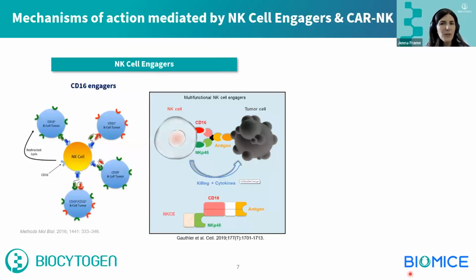So ADCC can also be triggered by NK cell engagers, which can vary in configuration, but typically are derived from single-chain antibody fragments that can be fused together to enable dual targeting. So many NK cell engagers have dual targeting such that they either target the CD16 molecule to trigger ADCC or other NK cell activating receptors, which I'll describe in more detail a little bit later, as well as the tumor specific antigen. So in this example, the molecule can target either CD19 and or CD22 on the tumor cells.